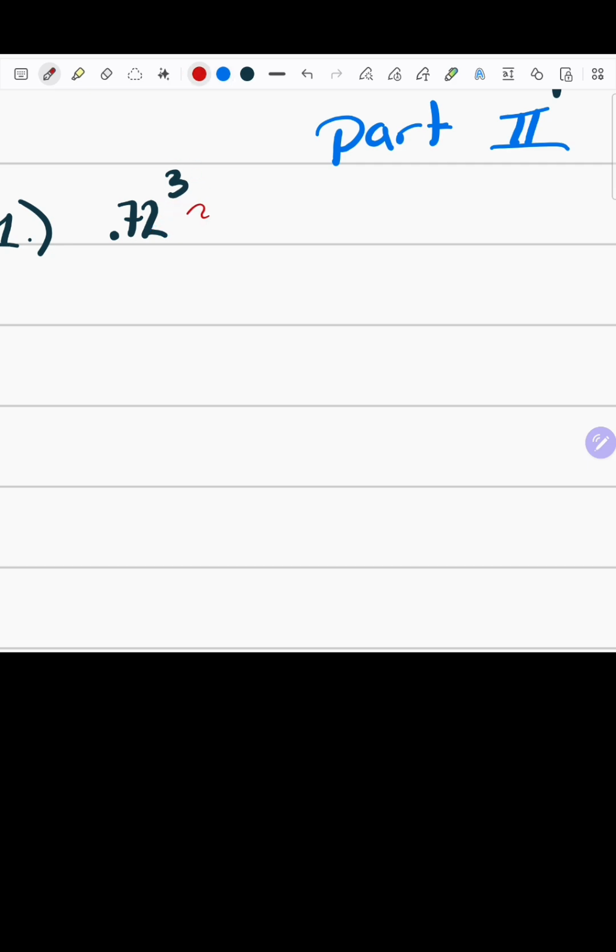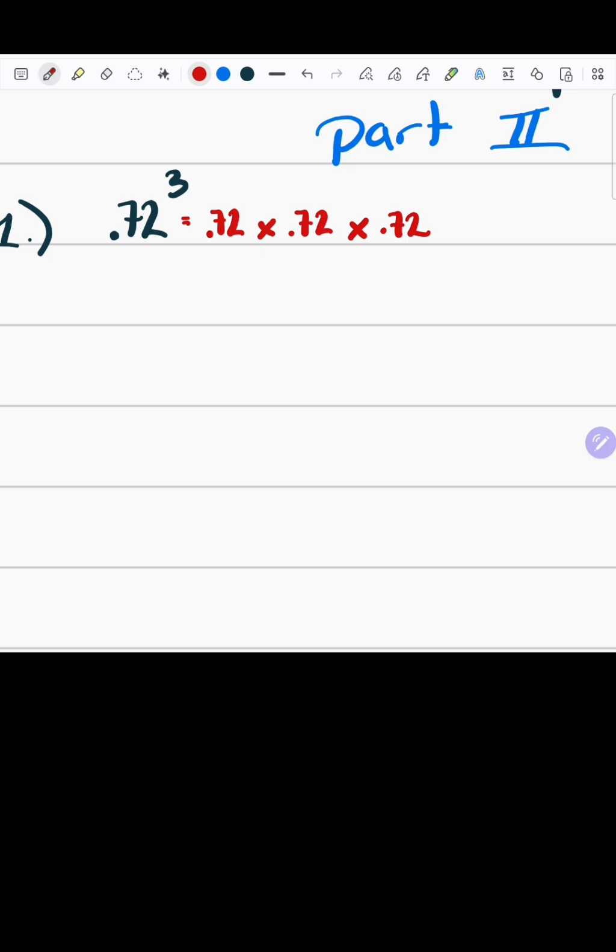And to expand that out, that is, just like before, 0.72 times what? 0.72 times what? 0.72, or 72 hundredths, 3 times. Because remember, the power told us to write it or multiply that number 3 times. All right, so that's the expanded form.